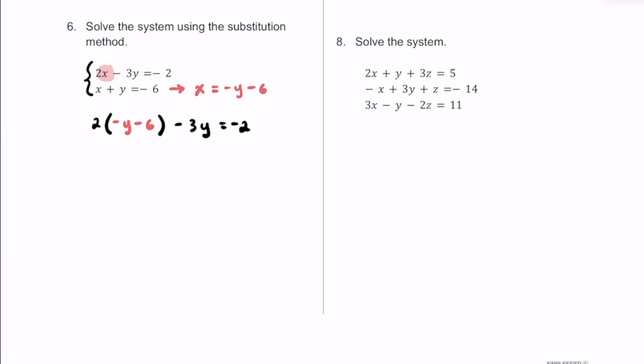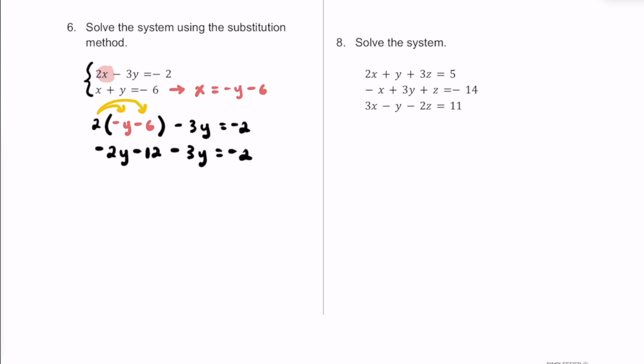All right, so now the equation only has one variable, so it's something that we can solve. So we're just using that second equation to substitute in. So let's distribute this 2 to both of these terms. Distributing that, we're going to get negative 2y minus 12 minus this 3y is going to be equal to negative 2. Let's combine some like terms. We're going to get negative 5y minus 12, and that's going to equal this negative 2. If we add 12 to both sides, we're going to get negative 5y is equal to 10. And dividing both sides by negative 5, y is going to be equal to negative 2.